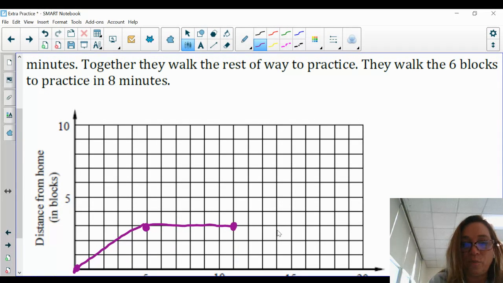So I'm going to count up 1, 2, 3, 4, 5, 6, and then I'm going to count over 1, 2, 3, 4, 5, 6, 7, 8.